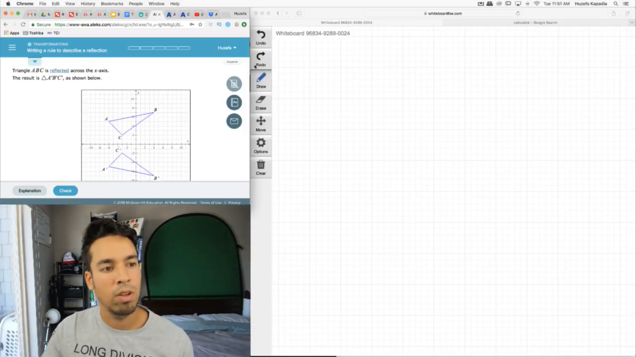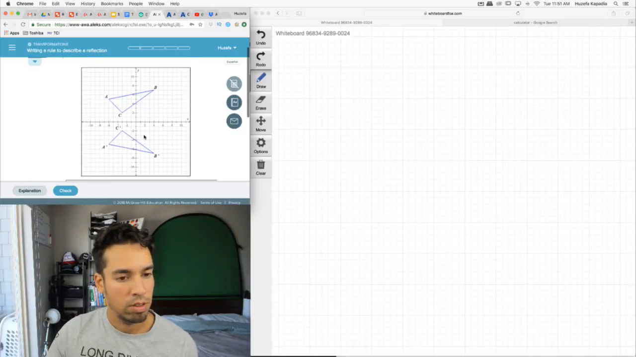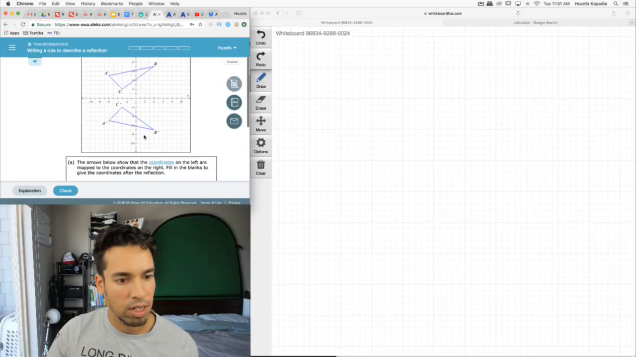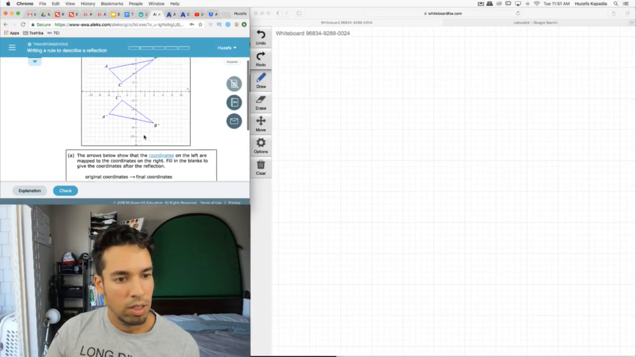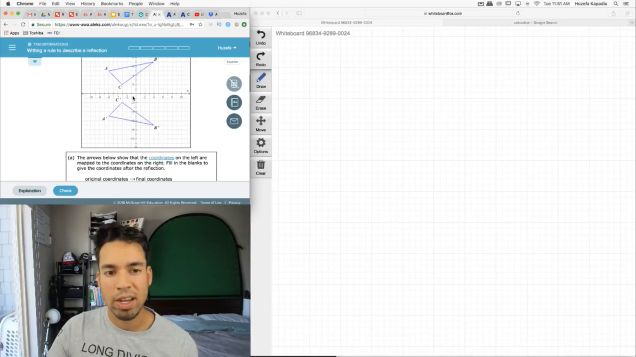Okay. Writing a rule to describe a reflection. So it's reflected across the x-axis. Now, let's see what's happening to A. So the bottom line is, when we reflect across the x-axis, I'm going to jump ahead to the rule. Look what's happening. The x values of each of the coordinates stay the same. What happens to the y values? The y values go from positive to negative, right? It's positive 5, it goes to negative 5. Positive 2 goes to negative 2.